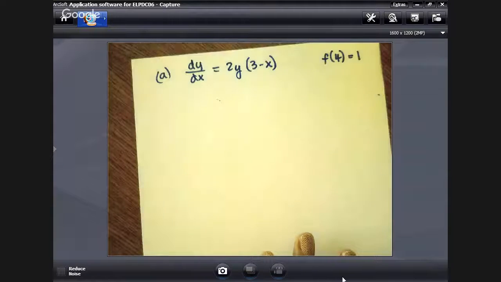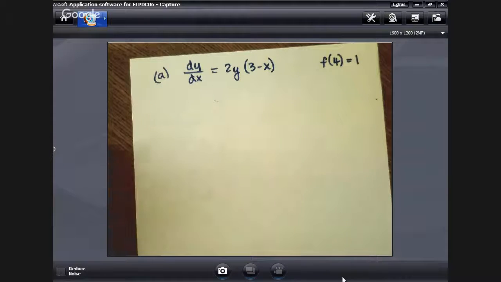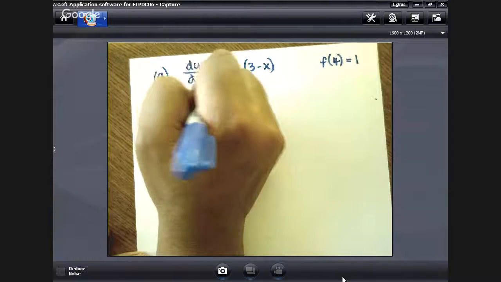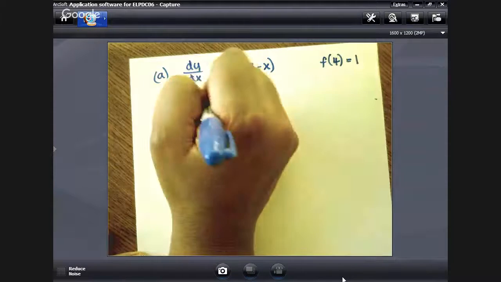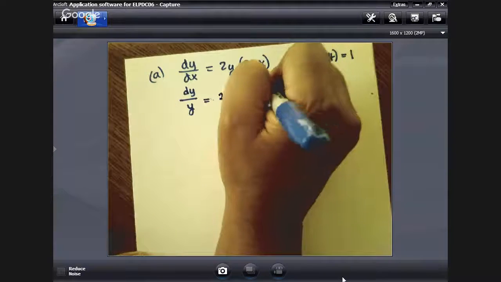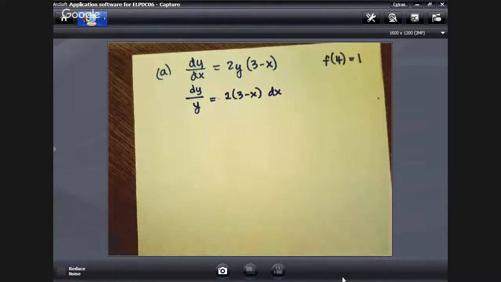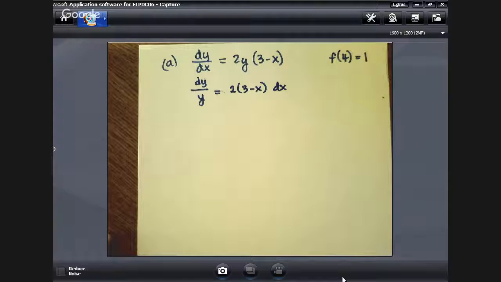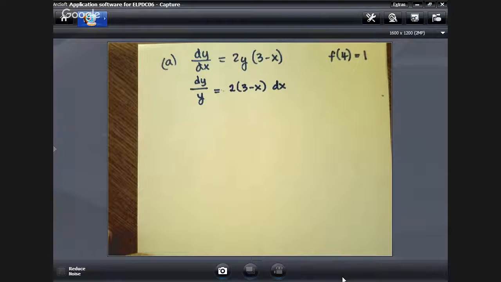Okay, so separating the variables, dy over y is equal to 2 times 3 minus x dx. Again, I like to keep the constants on the right, just because I don't know why I necessarily have that preference, but I do.